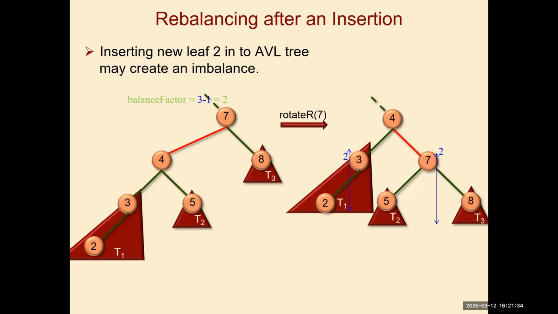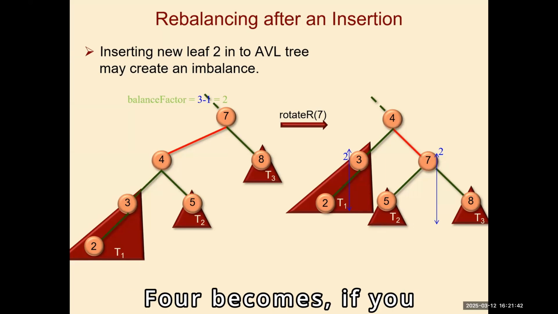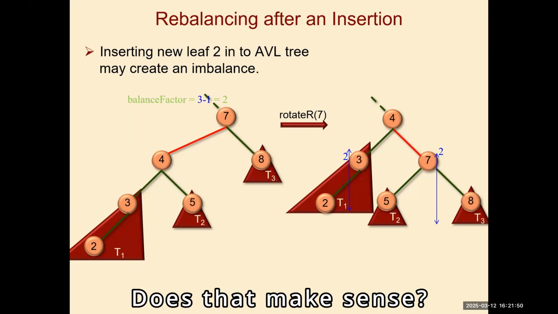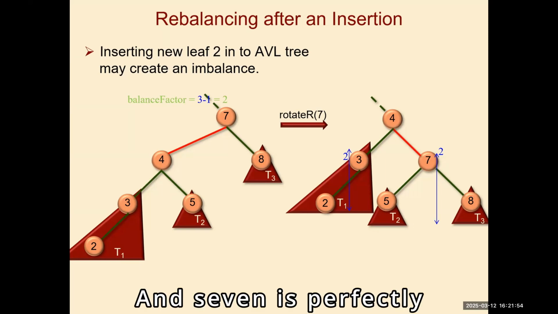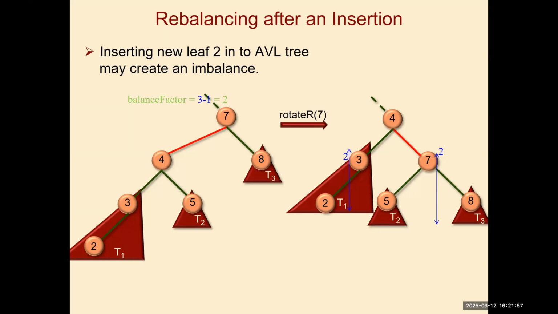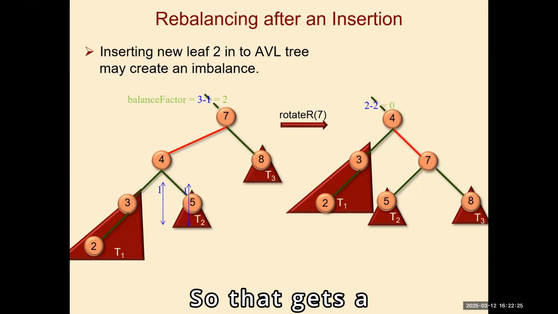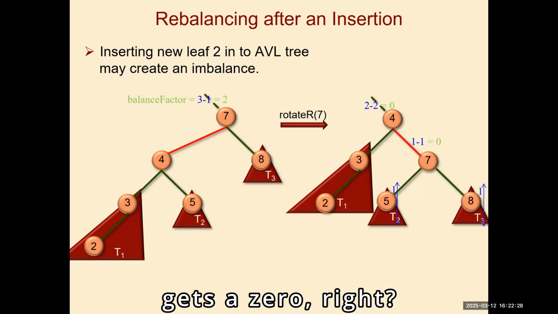So then we say, well, they became balanced. If you try it out, you see that 4 becomes perfectly balanced. Does that make sense? And 7 is perfectly balanced. We can go through the proof, but it seems from this example that it works out, and in general, it works out. Everybody buy that? So if 7 now has a 0 label and 4 has a 0 label, then this one gets a 0, and this guy gets a 0.